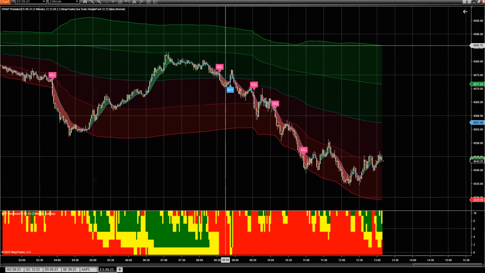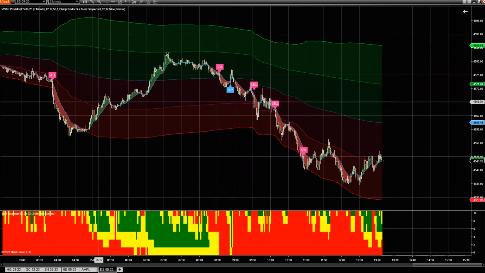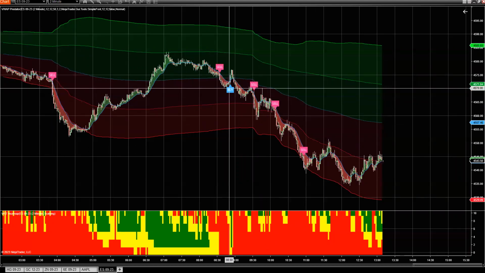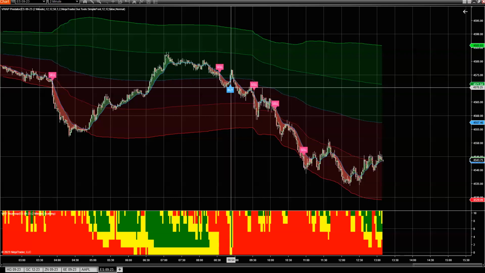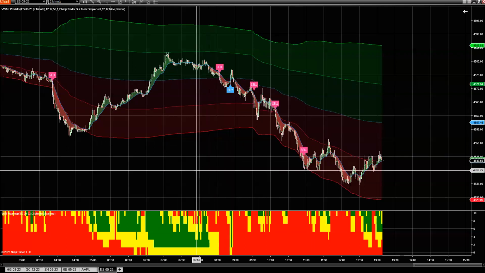Confirmation is extremely important. The only signal that didn't work today was the only one that didn't get confirmation. So it says it all. Okay guys, so VWAP Predator, good for scalping ES.